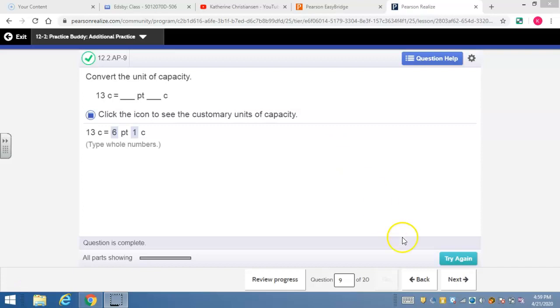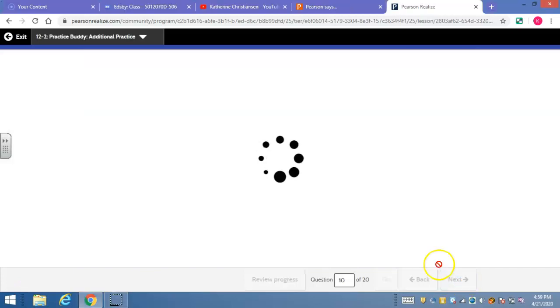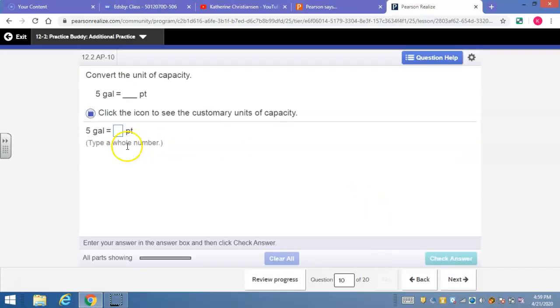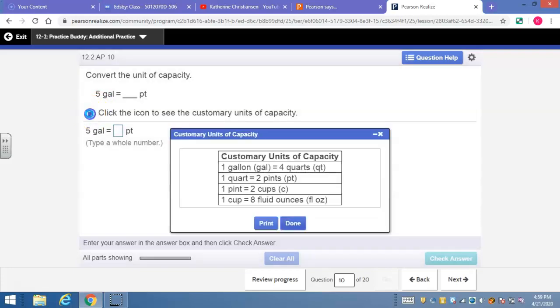All right, we'll do one more problem today. For question number 10. Convert the unit of capacity, 5 gallons to pints. Let's look at my chart. Gallons to quarts, it tells me, and then quarts to pints, but it doesn't tell me exactly gallons to pints, so I'm going to need to figure this out on my own. It's not too bad, though.